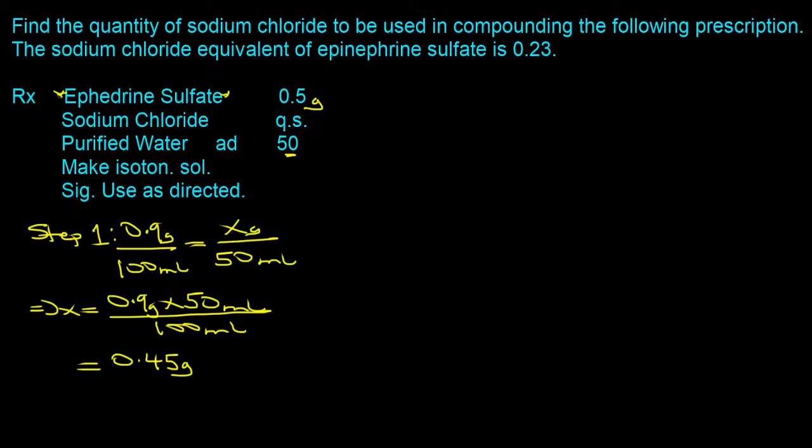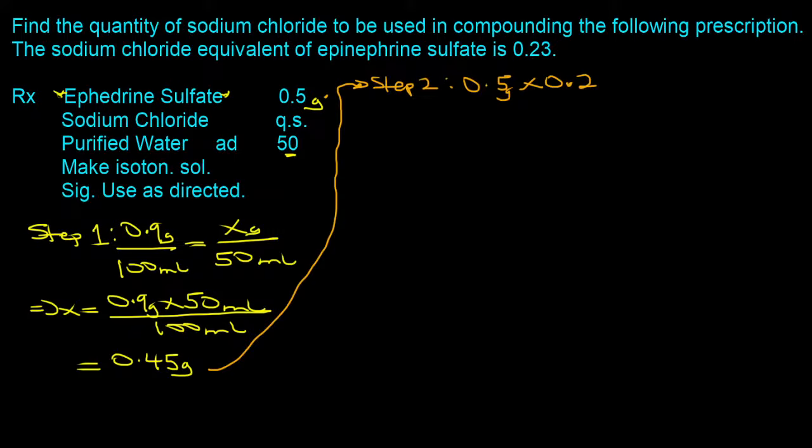But notice we have ephedrine sulfate in there, so we want to find the contribution from ephedrine sulfate. All right, so that will be our step 2. In step 2, we will take the amount of ephedrine sulfate. Please notice it has to be in grams, so we'll take 0.5 grams. Then we'll multiply that by the E value, which is 0.23, and that gives 0.115 grams. Now all of this at this point in time is in terms of sodium chloride.